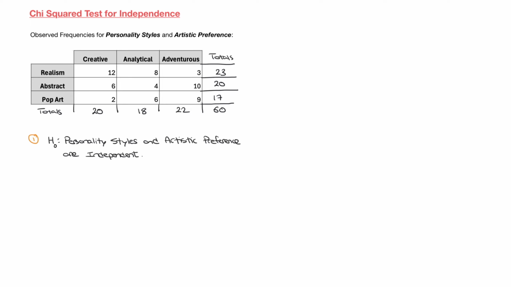The alternative hypothesis, therefore, which we write capital H with a subscript 1, well, that will be that the two categorical variables that we have are not independent. And a word we'll often use to say that is the word associated. So our alternative hypothesis will be that personality styles and artistic preference are associated. And so I'll quickly write that as well.